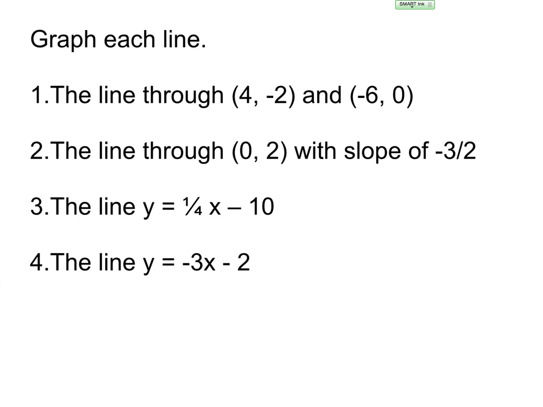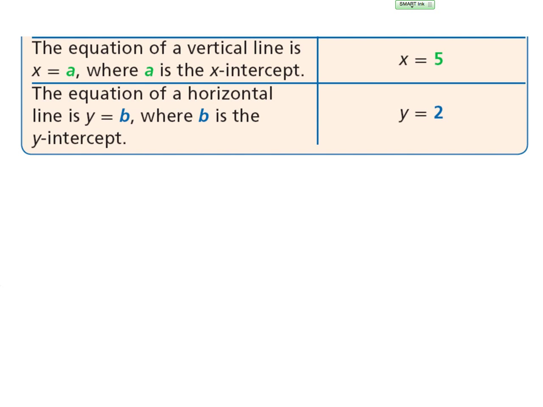But I want to go on. Okay. Horizontal lines and vertical lines are kind of special ones because of their slopes. The equation of a vertical line is going to be x equals something, and the example up there is x equals 5. Now you might want to add yourself just a little graph picture beside that.